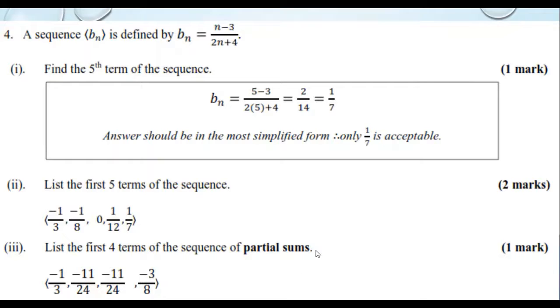Now, if it says partial sums, as I said, the first term will remain as it is, which is negative 1 upon 3. The second term will be first term plus second term, which is negative 11 upon 24. The third term will be first, second, third term. You add these three, you get this. The fourth term, you add all four, you get this. I hope you're getting it.